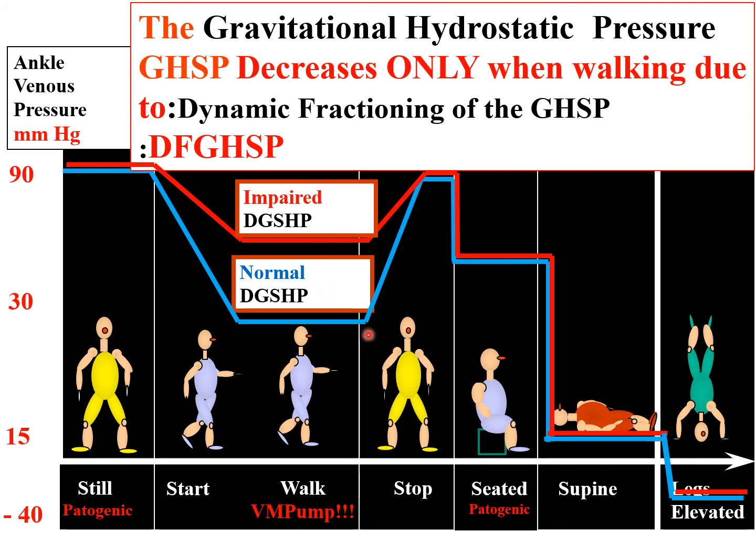And you can see here in normal, standing, here, sitting, and lying, and elevating, the pressure in normal doesn't differ with the incompetence. But when walking, the pressure doesn't decrease as well as in the normal because the fractioning of the column of pressure is impaired.